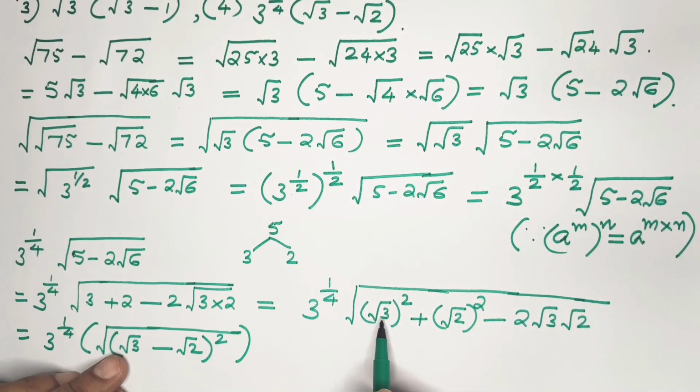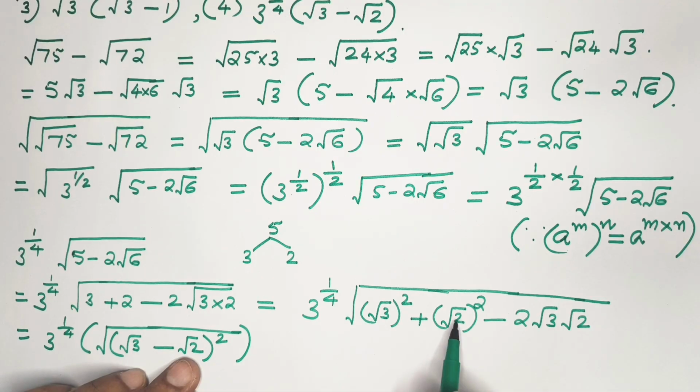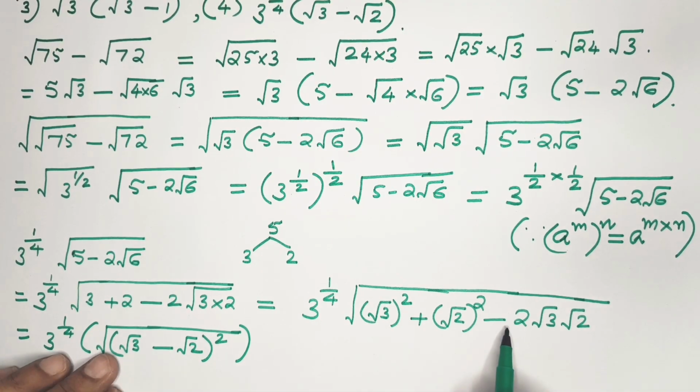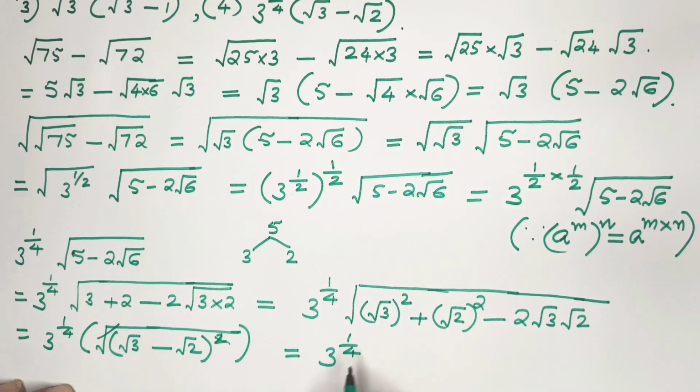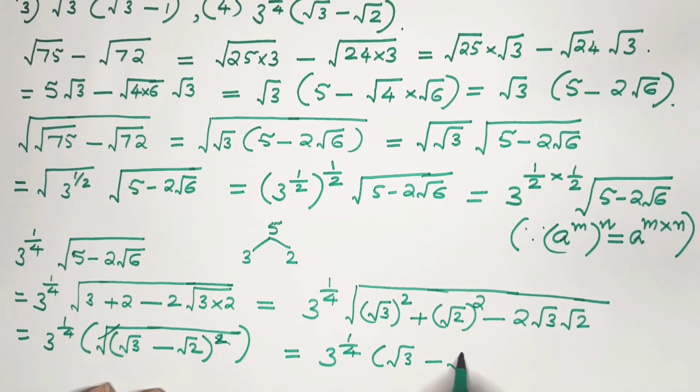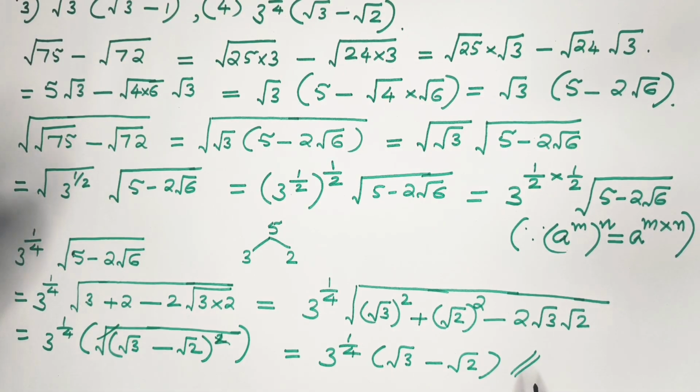Can you see this? See, expand this: root 3 squared plus root 2 squared minus 2 root 3 root 2. Now look at this. There is squaring, there is square rooting. So square root and square are inverse operations. So these two will cancel out and you will have root 3 minus root 2. So this is the final answer. And if you look at the options, this is the last option. You may refer back to the question. This is the last option given in the 4 different options.